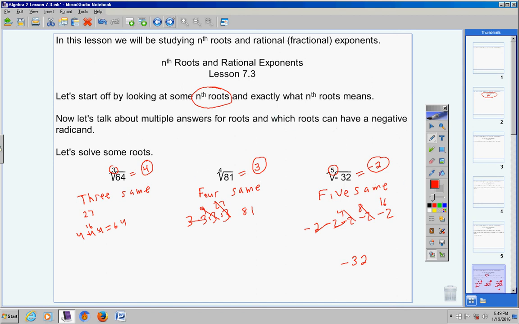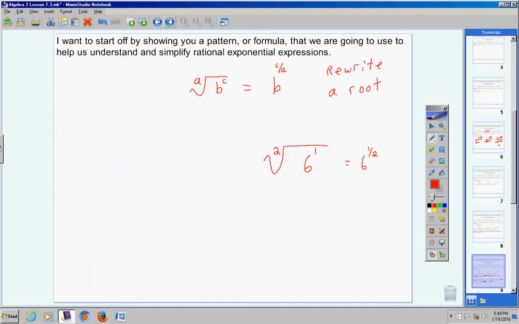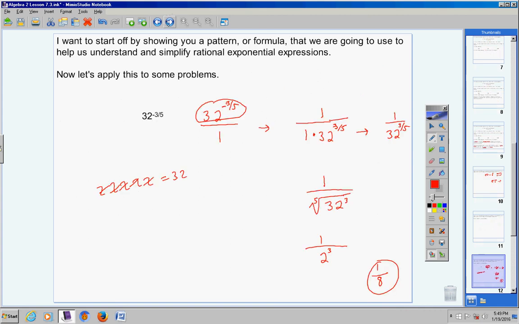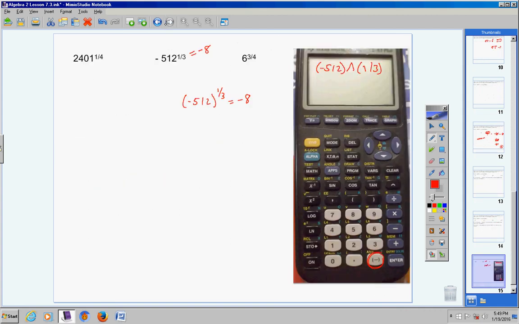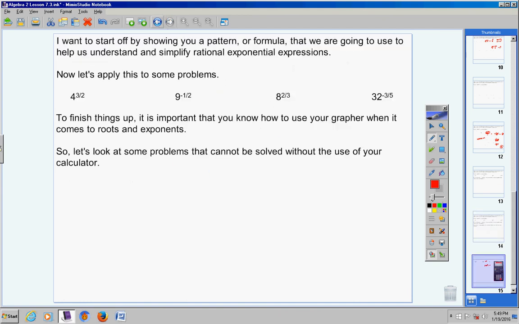We talked about solving fractional exponents, and we talked about solving these by some of these here by using a calculator. We also talked about simplifying fractional exponents, okay?